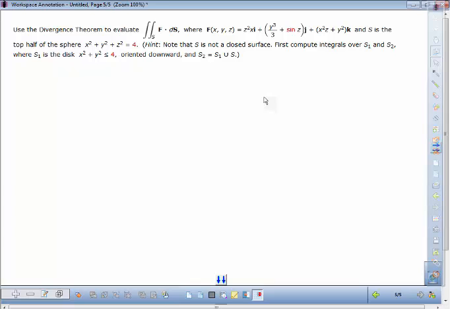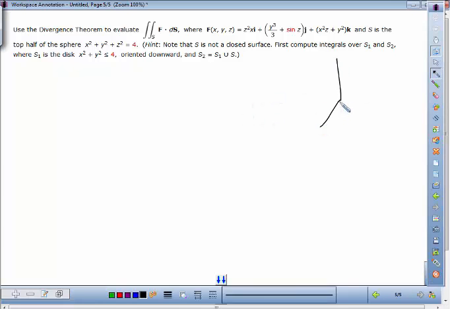But what we want to do is, if we're going to enclose an open surface, we want to try to close it up with the simplest surface possible. So here's what we have. We have the top half of the sphere with an open bottom. Okay, so note S is not a closed surface. First compute the integrals of S1 and S2, where S1 is the disk that closes this sphere. And if we put a downward orientation, then that would have a downward orientation. Okay?